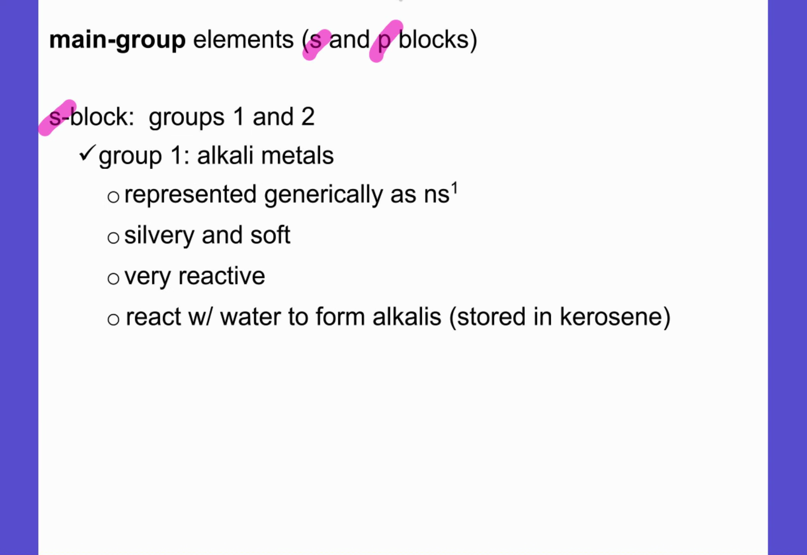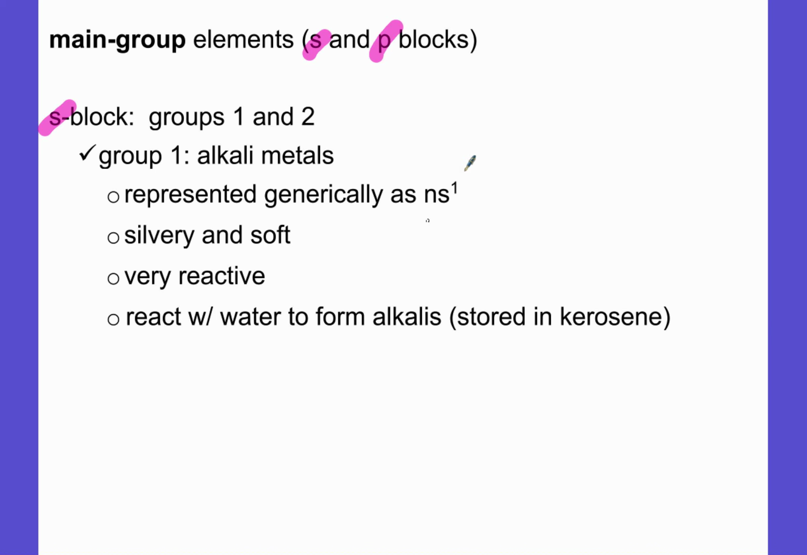Otherwise, a lot of this other stuff is review, like I said. Like you might not know that name alkali metal for group 1, but lithium, sodium, potassium, rubidium, cesium, they all have similar properties, and they're all right in the same group for a reason. They're all represented generically as ns1 because they all have 1 electron in that S sublevel, right?